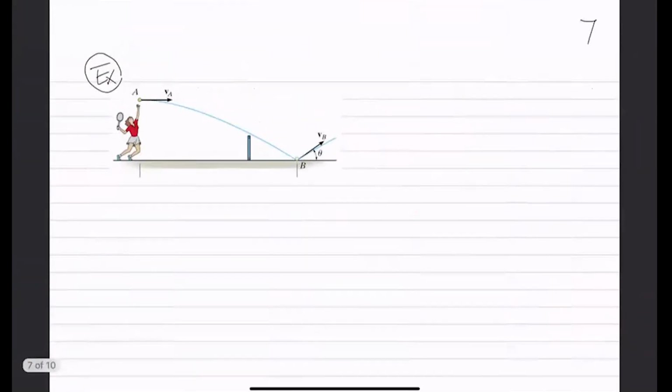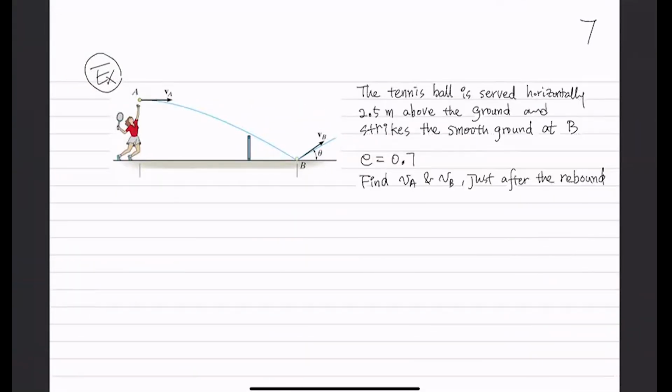And let's try another one. So the situation here is this lady is hitting the ball, and we assume that the exit velocity of this ball is not angled or going up like that. It's just horizontal, okay? And it's 2.5 meters above. So this is 2.5 meters. And it strikes the ground here, and this ground is smooth.